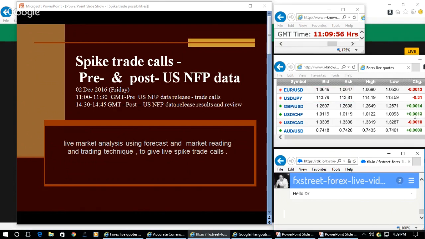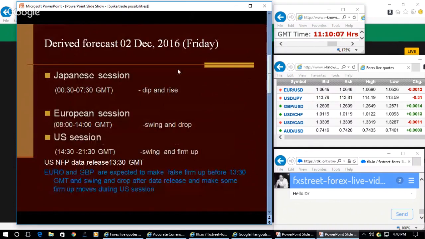In what way could the market make a move? So we need to find out. First of all, we'll look into the forecast. The forecast says a dip and rise during the Japanese session, and then a high level swing and then a drop during the late European session. The US non-farm payroll data is to be released by 13:30 GMT. That will be the late European session.